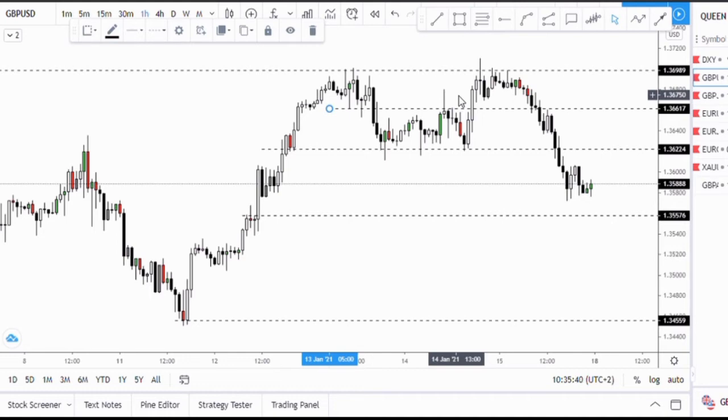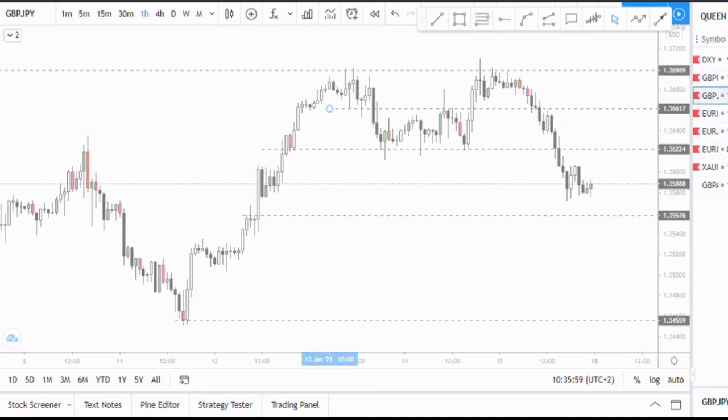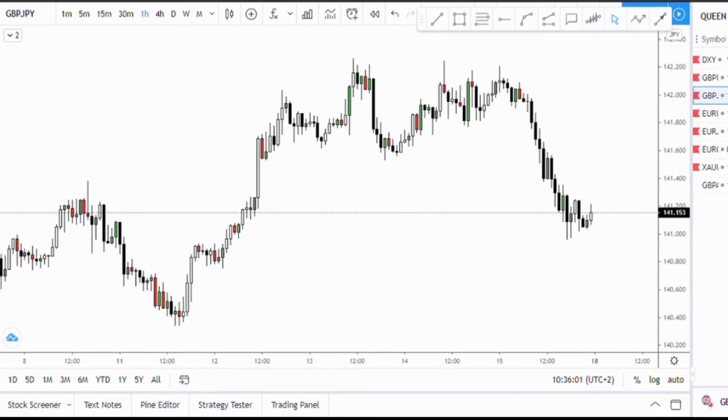That's it. The other good pair to trade is GBPJPY. Pound yen is a very, very good pair to trade. Firstly, yen is closed during both London session and New York session. So whatever setup it gives you during London session, it is most likely going to follow through. So this is pound yen.